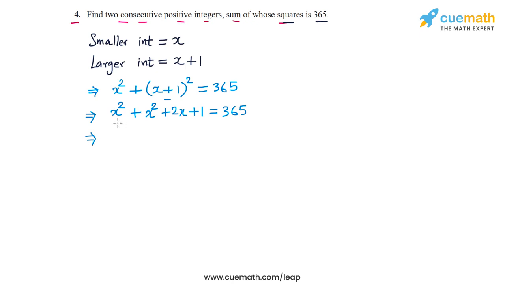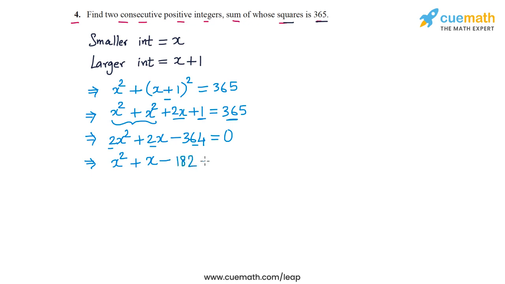So let's write it in the standard form. We have x square plus x square, so that's 2x square. Then we have 2x, and then we have 1, and we bring the 365 term to the left side, so we get minus 364. This is equal to 0. Now we see that there is a common factor of 2 in each coefficient, so let's take that out and divide both sides by 2. So we will get x square plus x minus 182 is equal to 0.